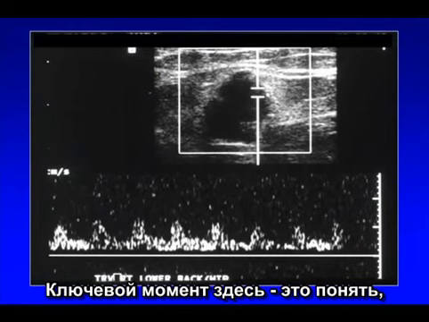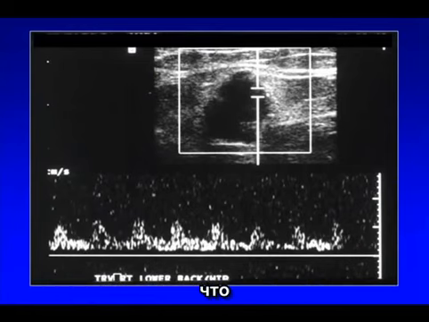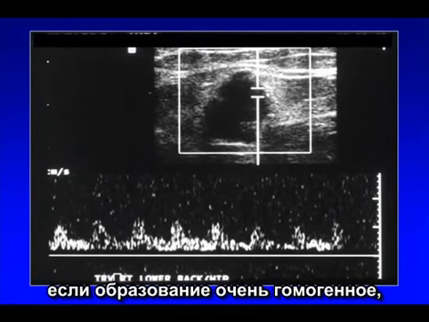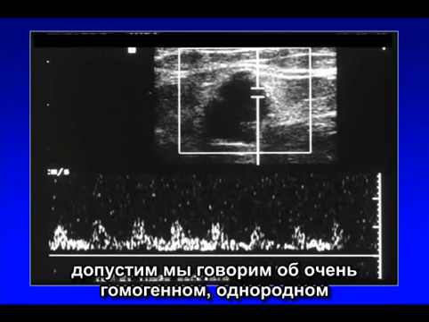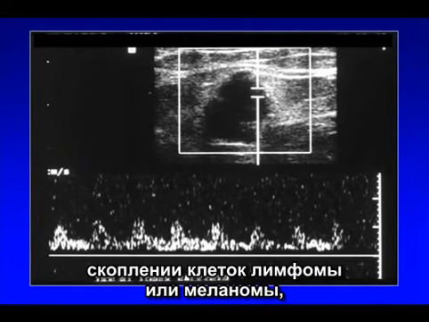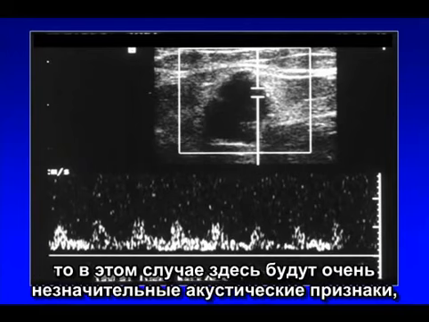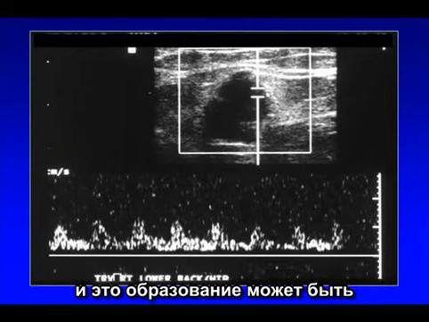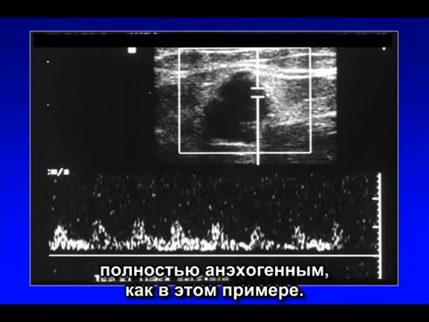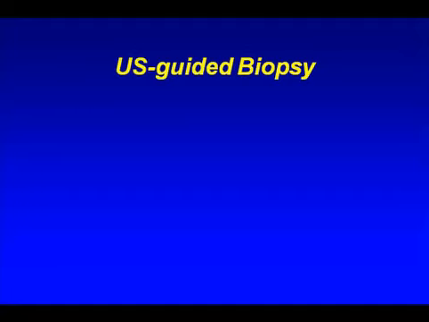The key thing here to understand is that if a mass is very homogeneous, let's say, for example, you have a very homogeneous population of lymphoma cells or melanoma cells, there will be very few acoustic interfaces, and so the mass may be almost completely echo-free, as it was in this case.